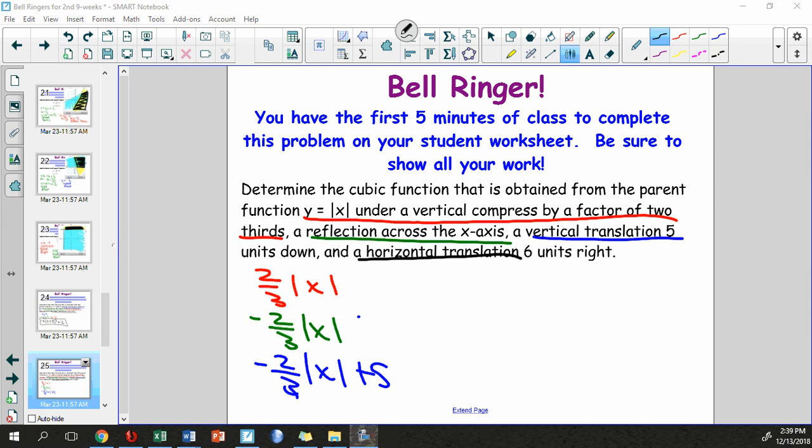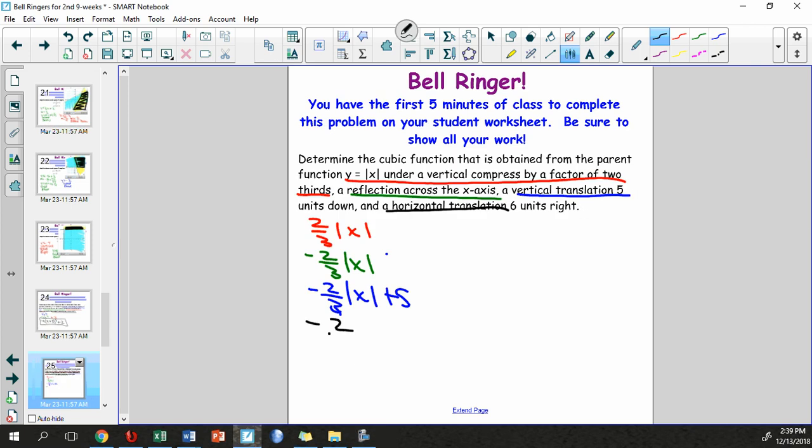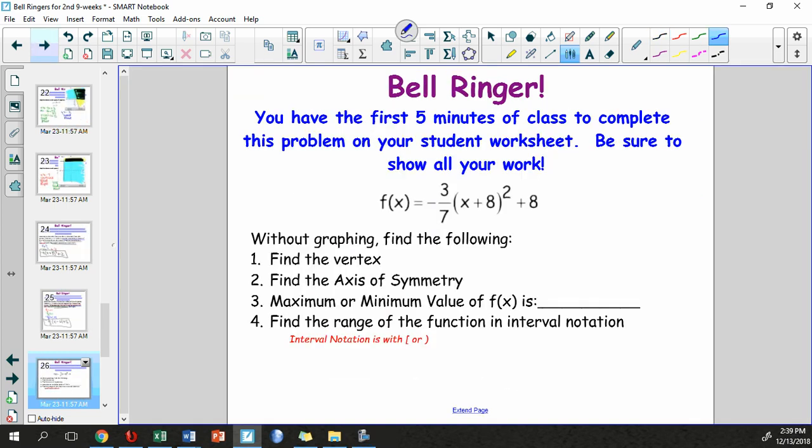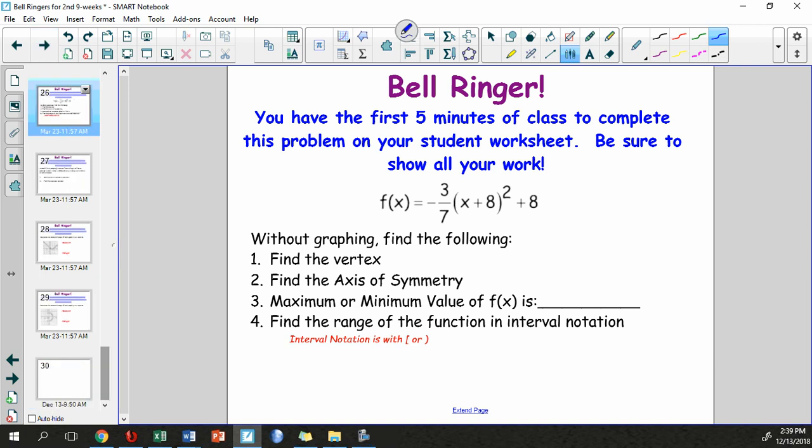Okay, so we're going to go 6 units to the right, that means we're going to go ahead and add that inside the absolute value bars. And so if you're going to the right, we're going to actually subtract the 6 and then +5, and that one is your answer. Okay, how many more do we have?